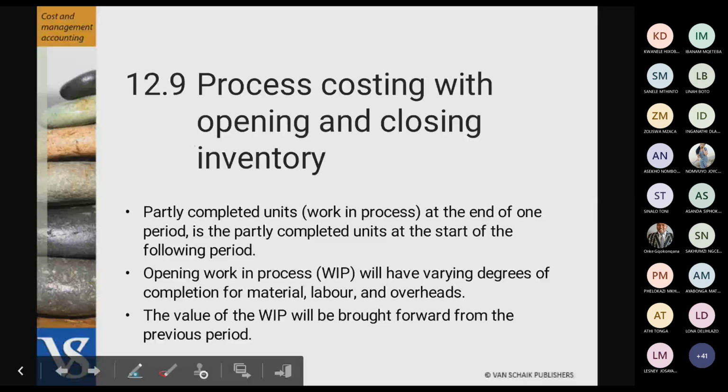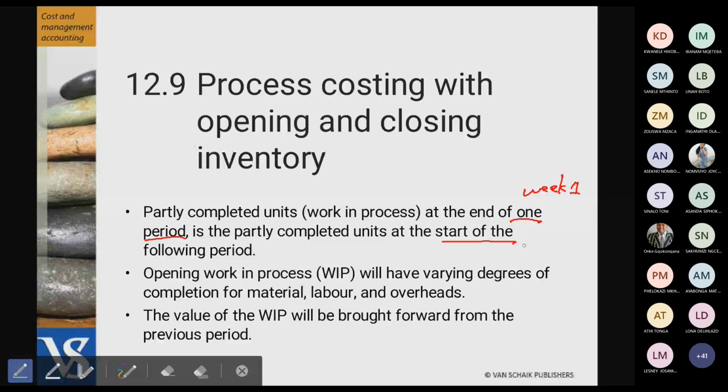Then there are the partly completed units at the start of the following period, that is in your week 2. So it's going to be your opening work in process when we move on to week 2. Opening work in process will have varying degrees of completion for material, labor and overheads. So what does this simply mean?